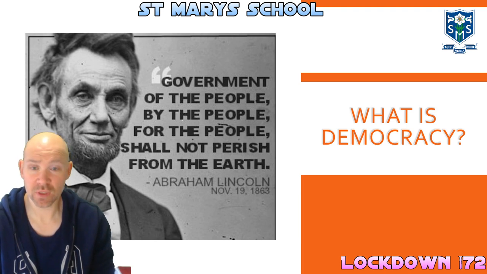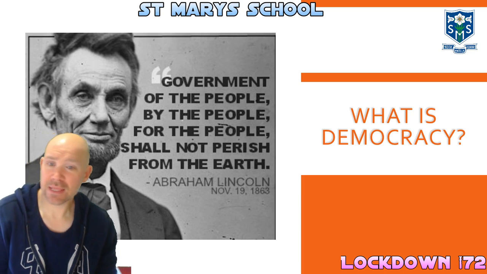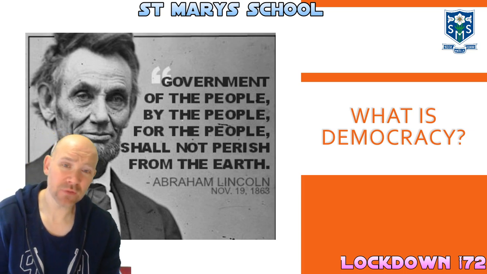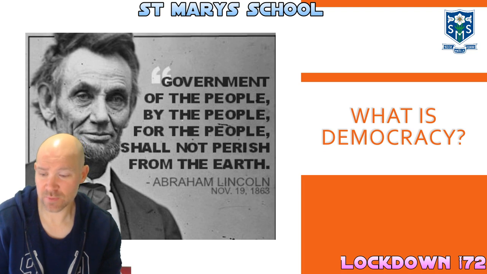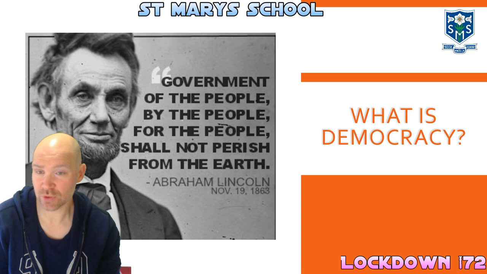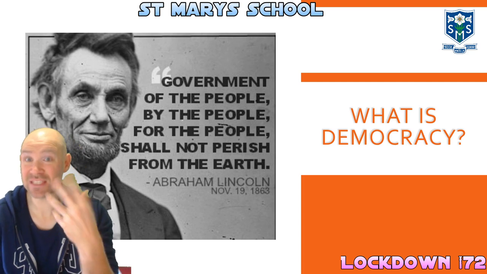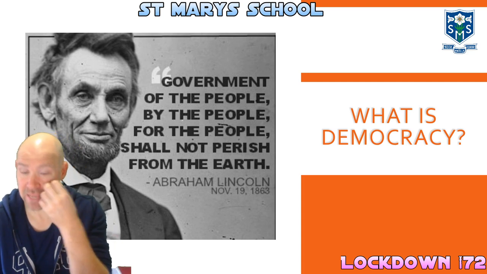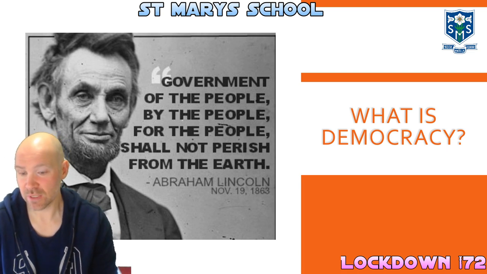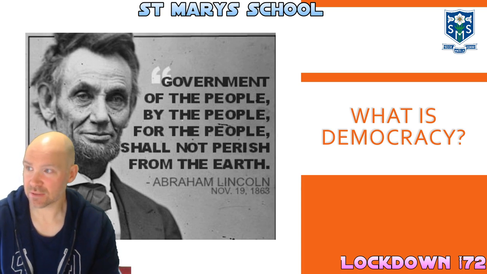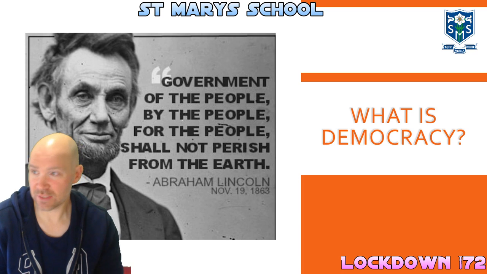They come from a kind of ruling class, and people have no choice in choosing their kings or queens. And democracy is supposed to be the complete opposite. The idea that in a democracy, people should be able to choose their government, they should be able to stand for government, and that government is ultimately there to serve them, to represent them, to support them.